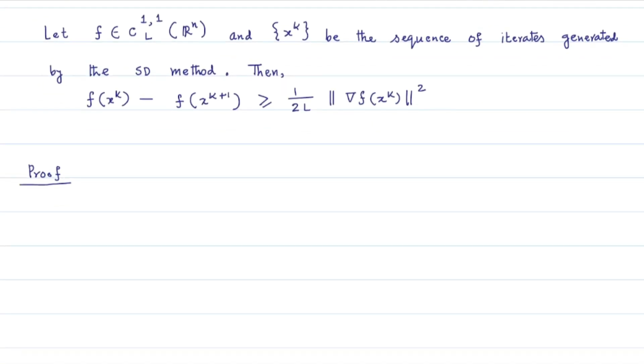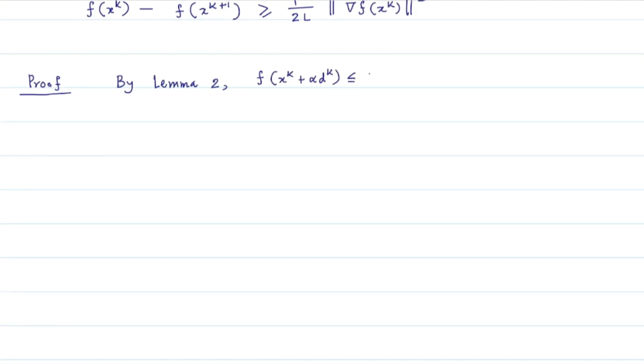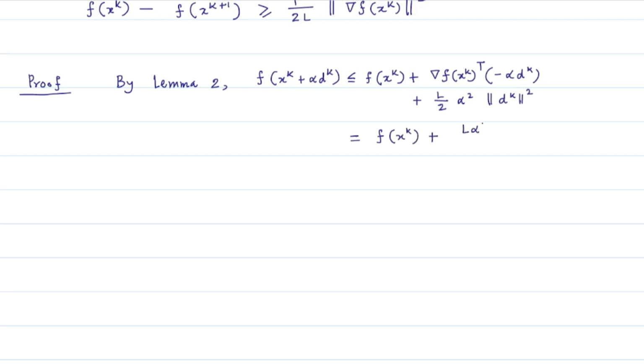Then we will have f of xk plus alpha dk is less than or equal to f at xk plus gradient of f at xk transpose times (x minus this vector, which gives) minus alpha dk, plus L by 2 times alpha square into norm of dk square, which in turn gives us f(xk) plus (L alpha square by 2 minus alpha) times norm of grad f(xk) square. Now this inequality is true for any given alpha greater than 0.